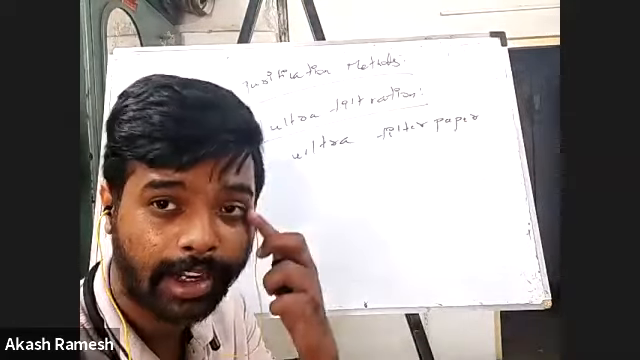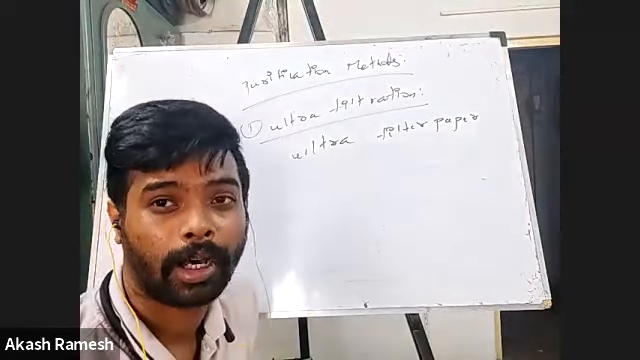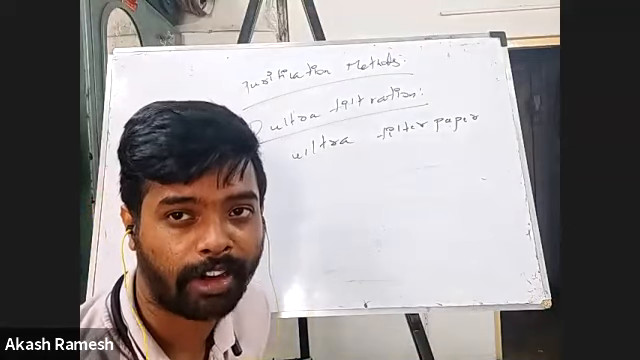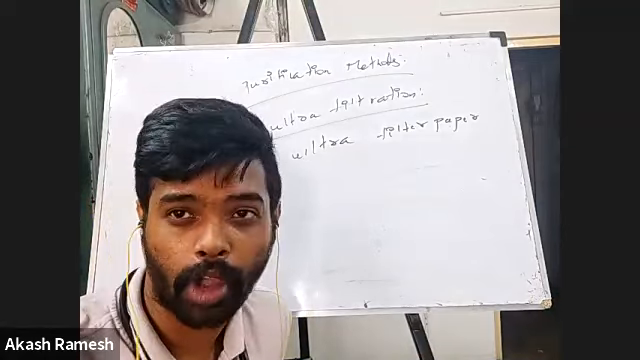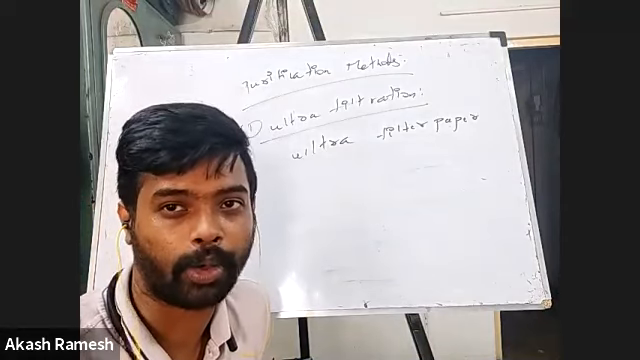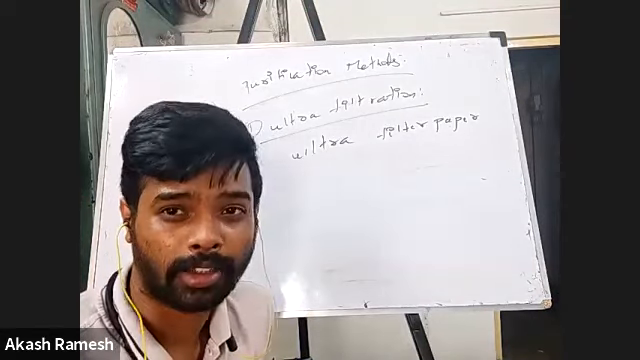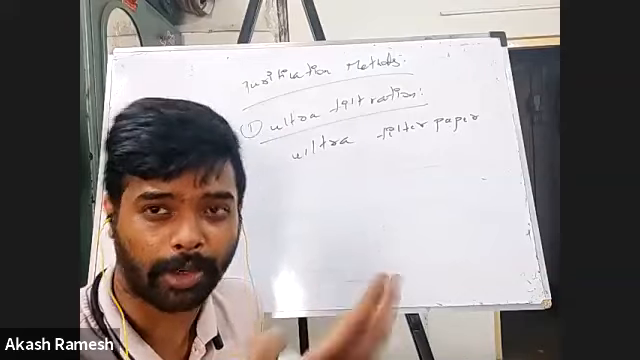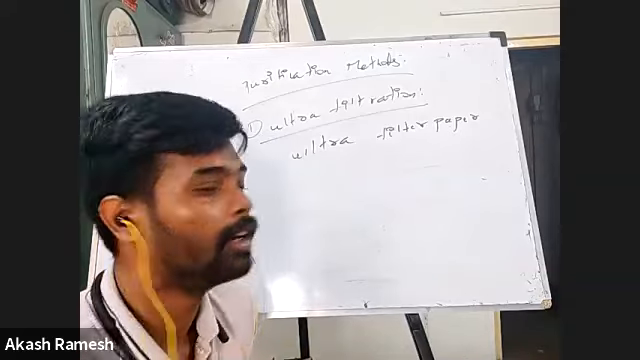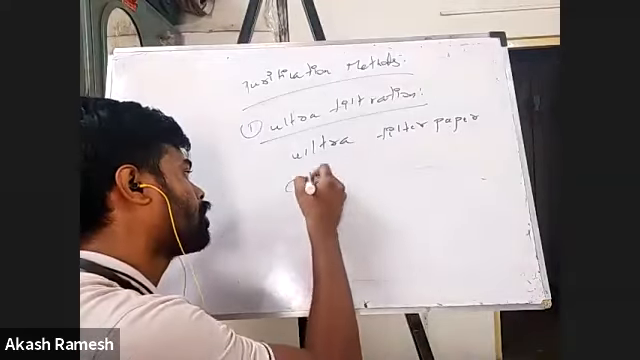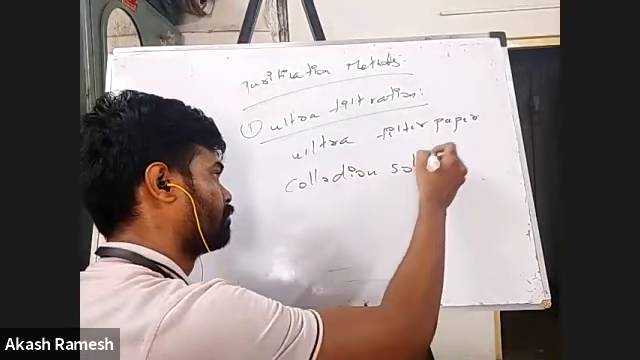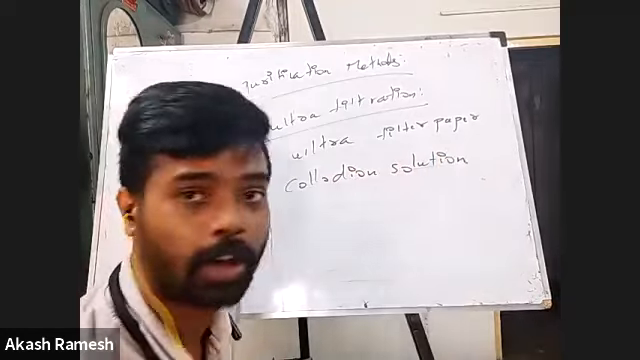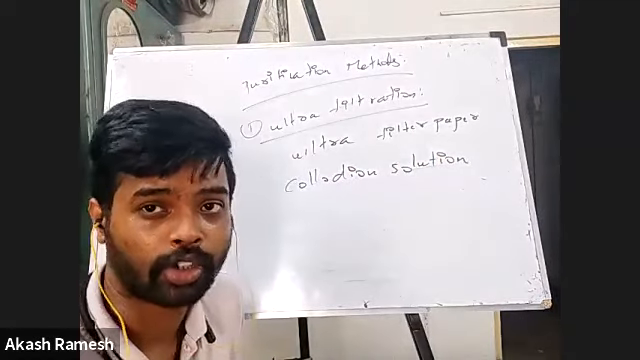So this ultra filter paper is produced from the normal filter paper, and we will only prepare it in the lab. If you do MSc chemistry after this, maybe you will be doing all this. So this filter paper is produced by us in the lab basically. There is something called a collodion solution.